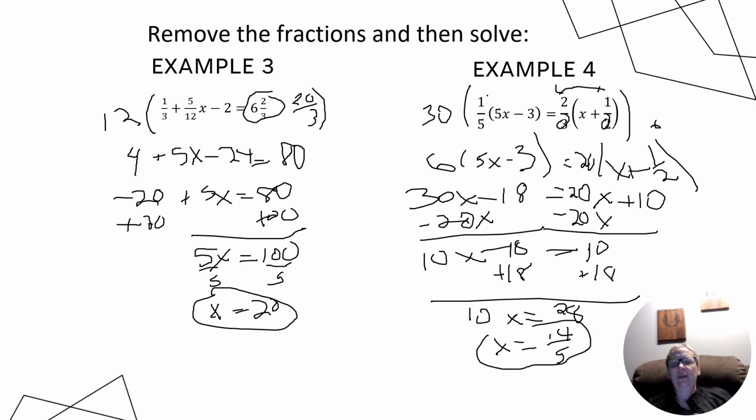So again, I'd want to go back and check that. So you'd be very, very careful to punch things as it is. So you'd go 1/5 parentheses 5 times 14/5 minus 3 end parentheses, and you'd get 2 1/5 on that side. Then the other side, you have 2/3 times, in parentheses, 14/5 plus 1/2 end parentheses, and you get 2 1/5. So it does check. So that's good. All right.